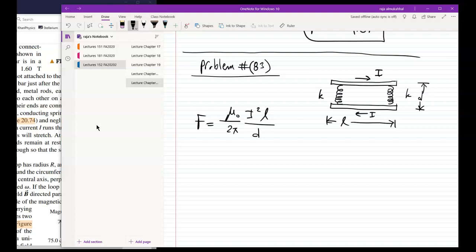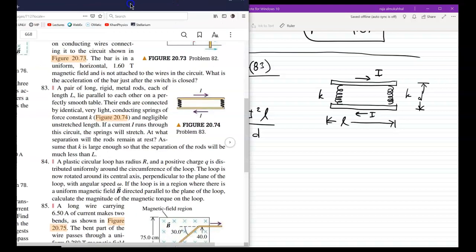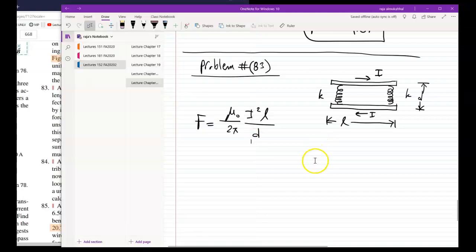Okay. Now, he says in the problem, let me go back to the problem. He says, if the current I runs through the circuit, at what separation will the rods remain at rest? Which means there is an equilibrium here. So this stretching of the spring, because of the magnetic force, is balanced by Hooke's law. Remember, F equals Kx for Hooke's law.